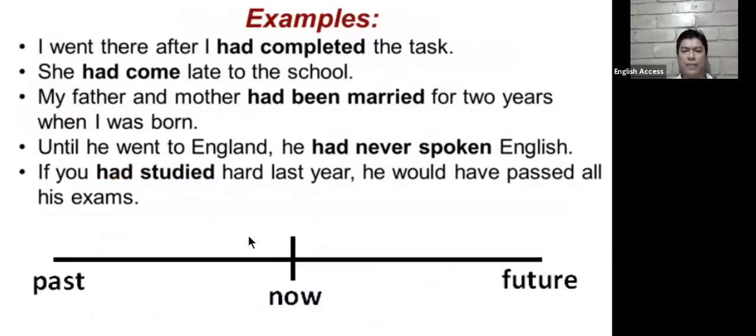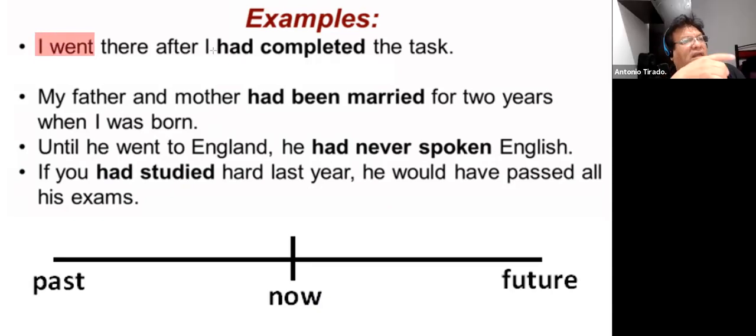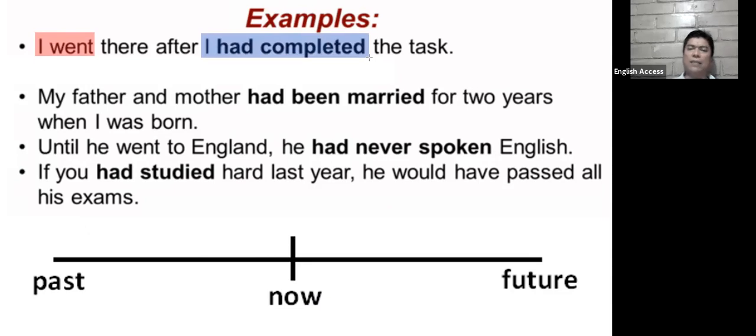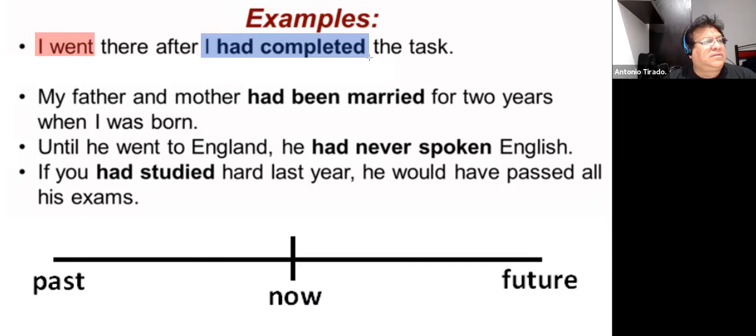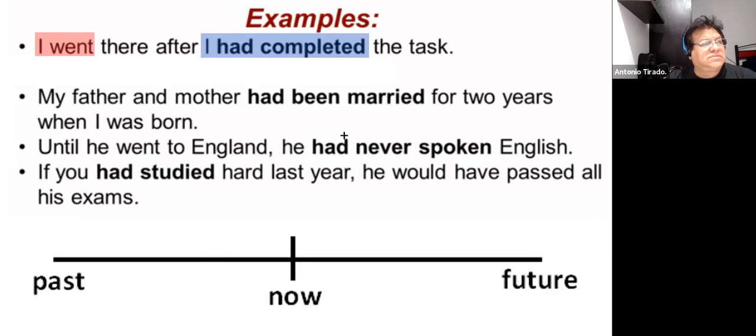I have more examples, but I'm going to erase one that is incomplete. What I want to check is this one: I went there after I had completed the task. So I have my simple past, I went, and my past perfect, I had completed. What is the most recent event? I went. And the older event? I had completed the task. That's what I wanted to see.